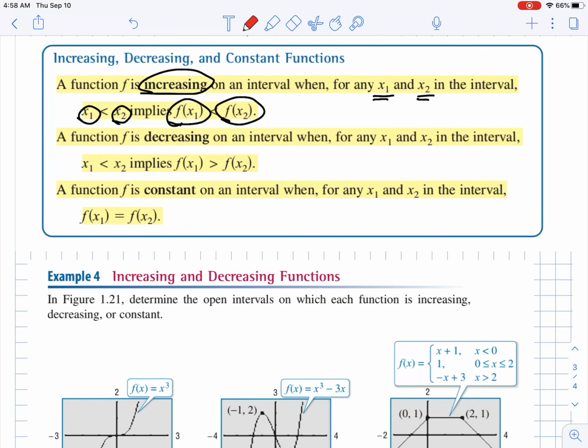Okay, a function's decreasing on an interval when you have two values of x where this is less than this in the interval, and it implies that the function at the first point is higher than the function at the second point, meaning it's decreasing, it's going from high to low, and it's constant if those two values stay the same.